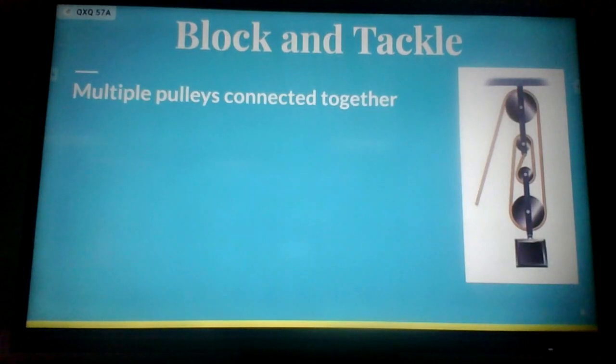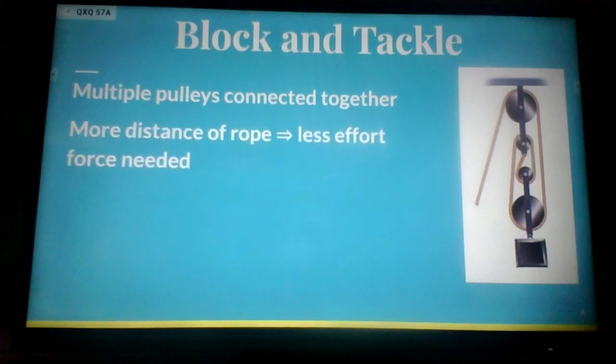Multiple pulleys are connected together with the same rope or chain, could be a chain. The more distance of the rope, the less effort force needed. Now remember the distance principle. Since the rope would have to be long enough to go through 4 pulleys, that will allow us to use less pull force on each pull, but we're pulling more rope through those pulleys. So the distance principle applies here to pulleys as well. In order to use less force, we have to apply that smaller force over longer distances.